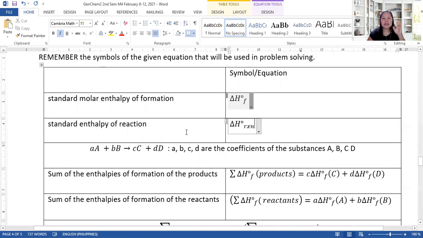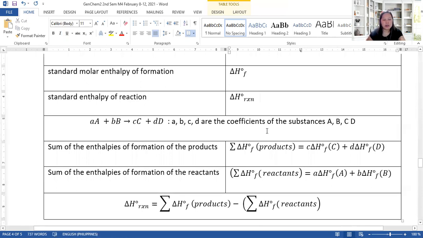And then next we have the standard enthalpy of reaction. When we say standard enthalpy of reaction, this is the combination of the products and the reactants. We have delta H degree Rxn, the standard enthalpy of reaction. For the next one, this is a sample illustration for the chemical equation. We have small a, capital A, small b, and capital B. These two letters, A and B, small and capital, are the reactants. And then small c and d, and capital C and D, will be for the products.